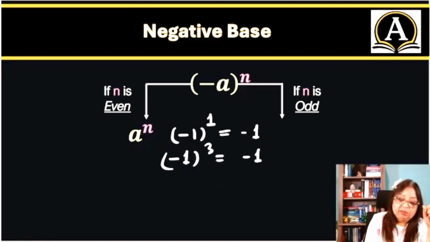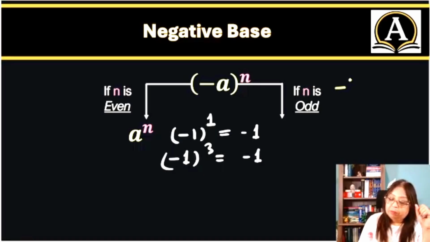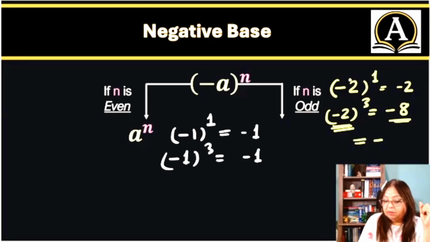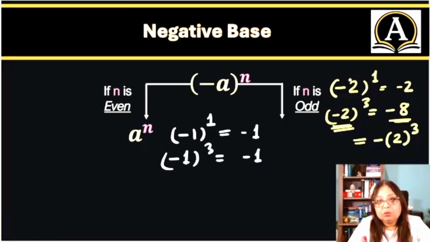You don't like minus 1, it's too easy? Make it minus 2. Minus 2 to the power 1 is minus 2. Minus 2 to the power 3 is going to be minus 8. It can be written as minus 2 inside parentheses and cubed.